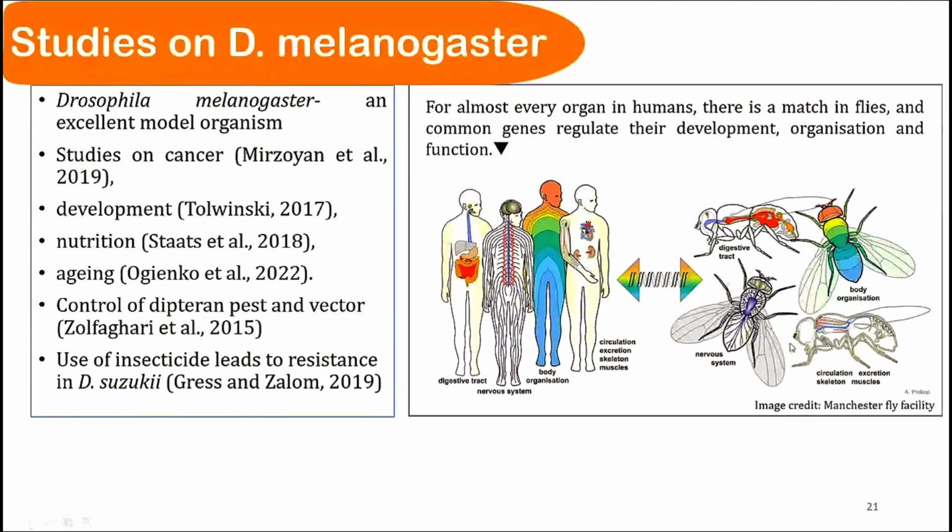Now similarly, if you see, this is the kidney in human beings and the corresponding genes in the excretory muscles over here, and the circulatory system over here, it functions in the same way. The genes over there regulate the development, organization, and function of those organs in the same way in Drosophila. So what has that led to?